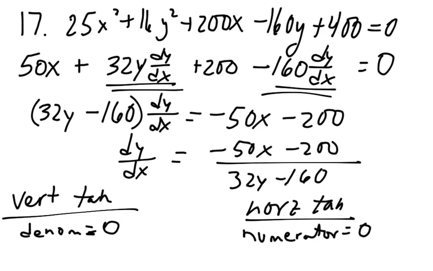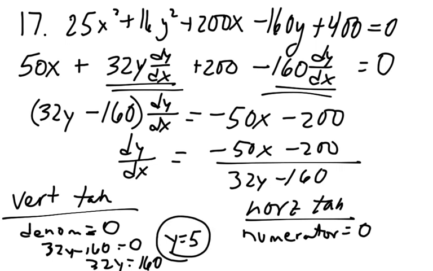So I'm going to say, alright, it's going to have a vertical tangent line when that denominator equals 0. So I'm going to take my 32y minus 160 and set it equal to 0. So if I add 160 to both sides, that gives me 32y equals 160, and then I divide by 32 on both sides, I get y equals 5. Okay, so anywhere y equals 5, I'm going to have a vertical tangent line.